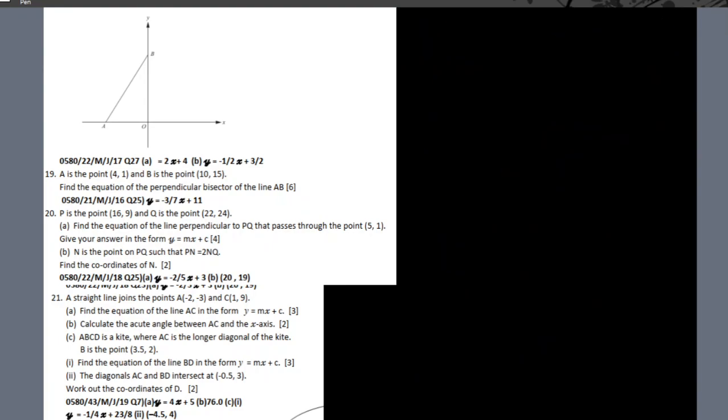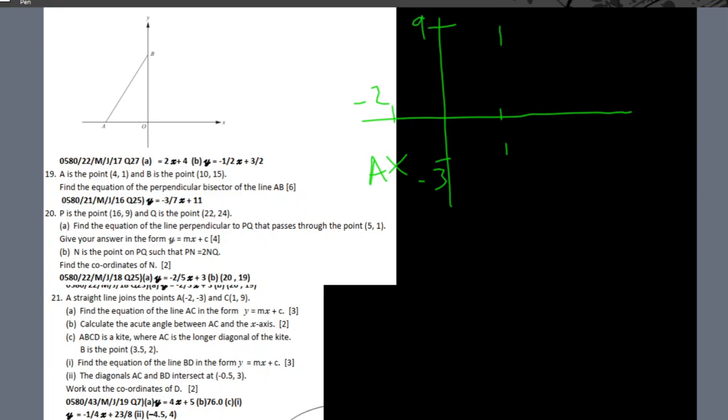Part B: calculate the acute angle between AC and the x-axis. So let me roughly plot. Point A is at (-2, -3), and point B is at (1, 9). So we need the acute angle between the line and the x-axis. The angle we're being asked to find is the acute angle between this line and the x-axis.